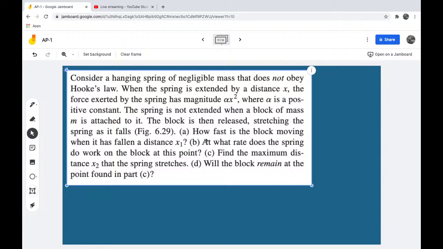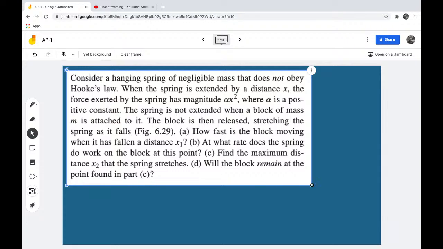There is a figure, we will draw a rough figure. How fast is the block moving when it has fallen a distance x1? At what rate does the spring do work on the block at this point? Find the maximum distance x2 that the spring stretches. Will the block remain at the point found in part C?